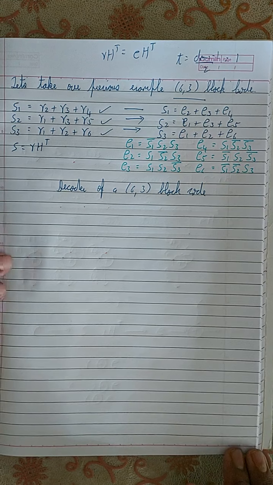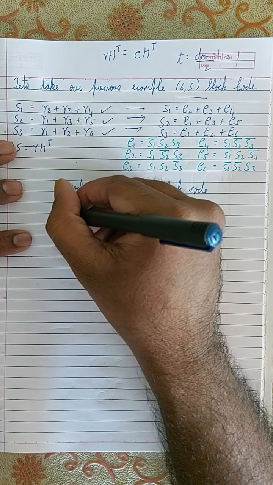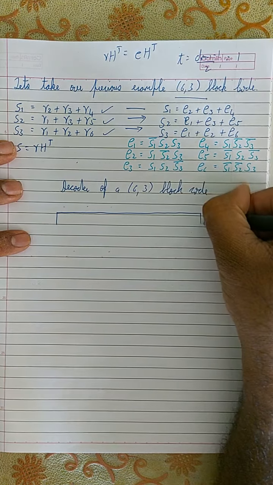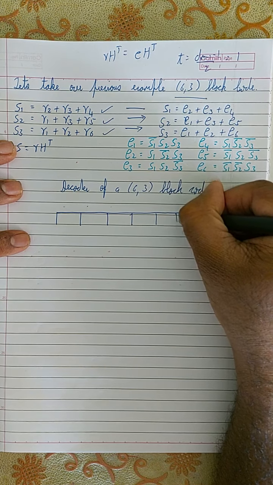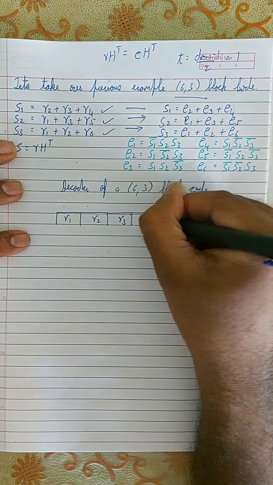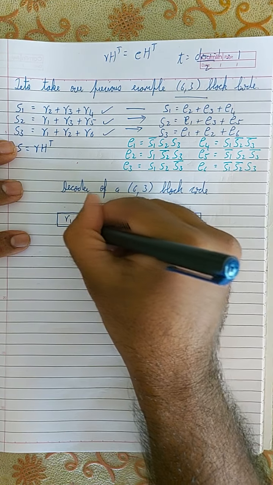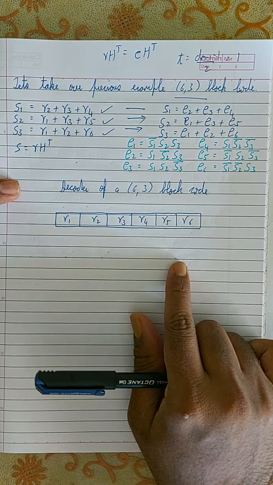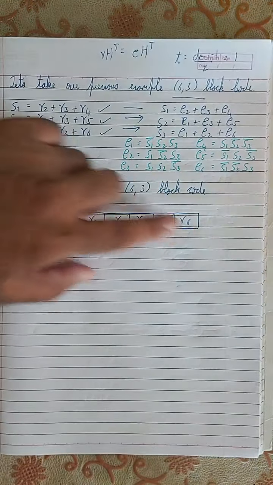Okay, so let's start. First, as usual, we have the received vector buffer. So I'm going to draw that first. R1, R2, R3, R4, R5, and R6. Okay, this is the buffer which receives the received code word, the received vector buffer register, that is this one over here.